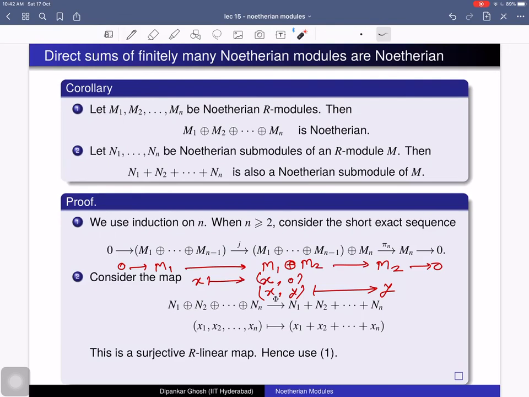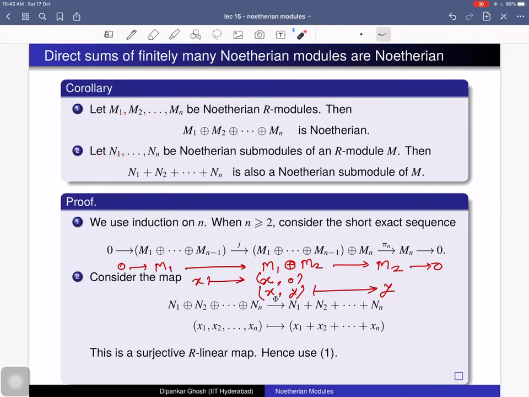And then so if n is 2, then this is Noetherian, and in general we can consider this short exact sequence. So suppose you are considering these n many Noetherian R modules, then you can consider this direct sum, and you can split this into the direct sum of this and this. So by induction hypothesis, this is Noetherian, and this is a given condition, M sub n is Noetherian. Therefore this direct sum, that is this one, is also Noetherian. So using the previous proposition, we have this statement, and using this statement, next we prove this one.